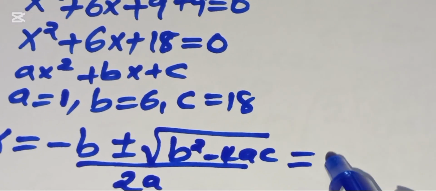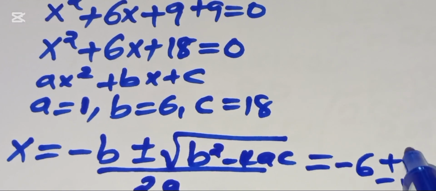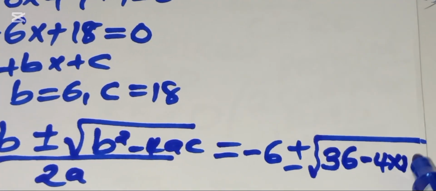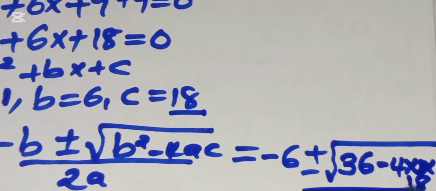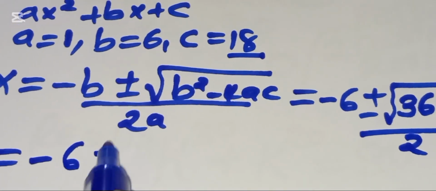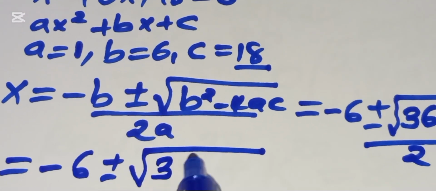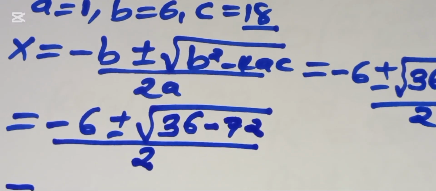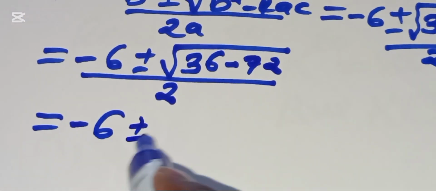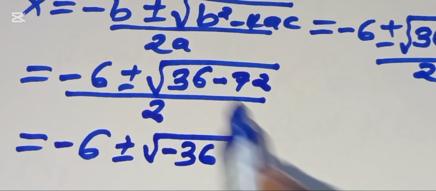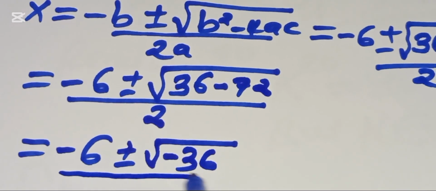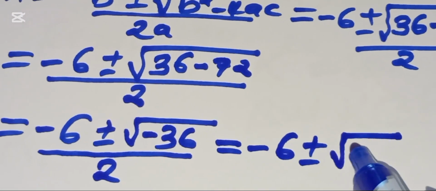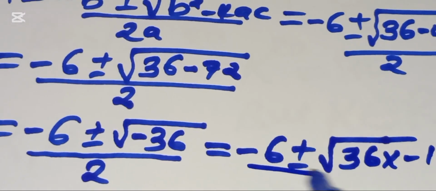Now this is the same thing as negative 6 plus or minus the square root of b squared, which is 6 squared, which is 36, subtract 4 times 1 times c, which is 18, divided by 2. So that you're going to have negative 6 plus or minus the square root of 36 subtract 72, divided by 2. Now this is negative 6 plus or minus the square root of negative 36, since 36 minus 72 is negative 36, divided by 2. So this is equal to negative 6 plus or minus the square root of 36 times negative 1, divided by 2.